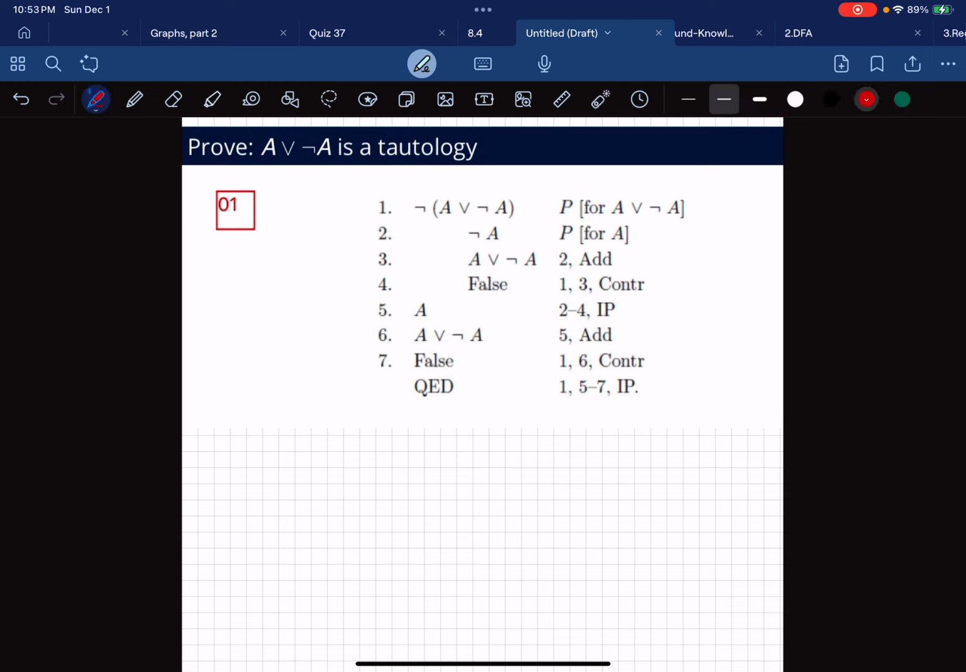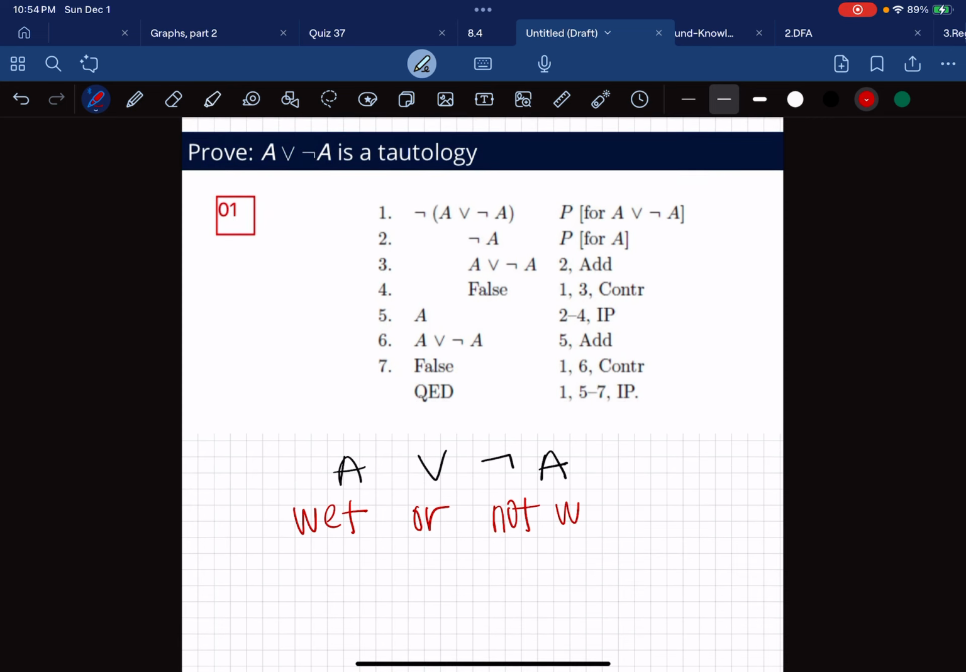We have our one-point formula, which is A or negation of A. I'm going to use a real-life scenario to make this one-point formula understandable. We can say that A is: after we take clothes out of a dryer machine, they could either be wet, we have our or, they could be not wet.